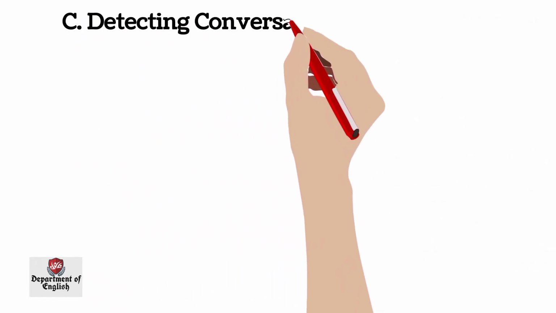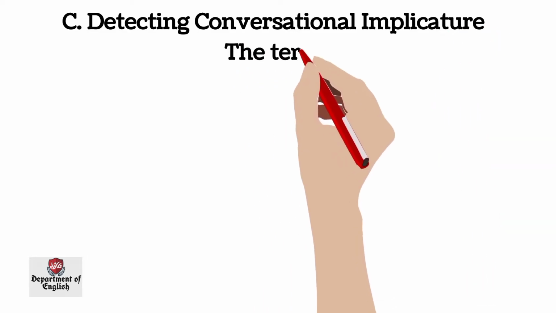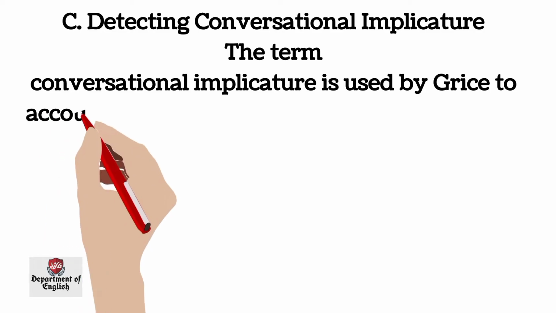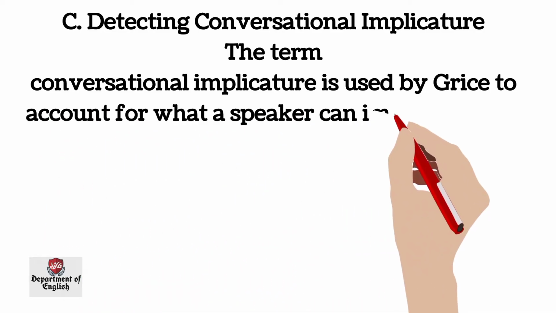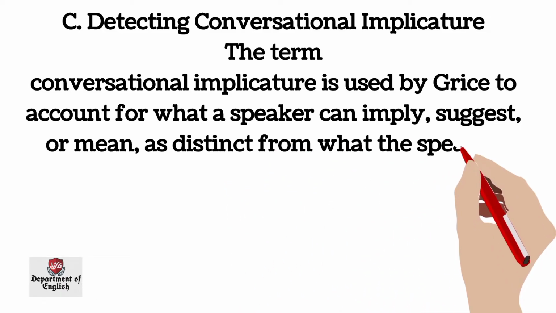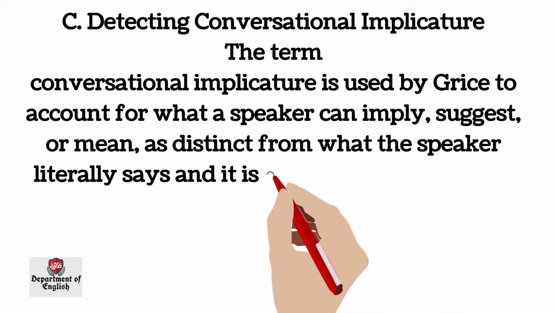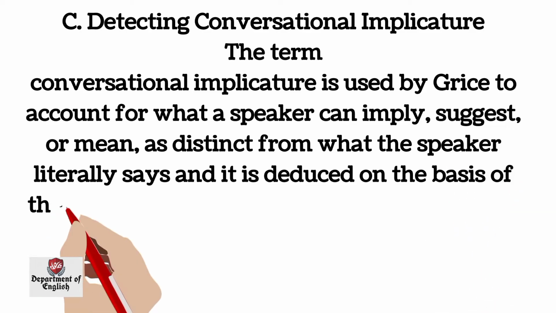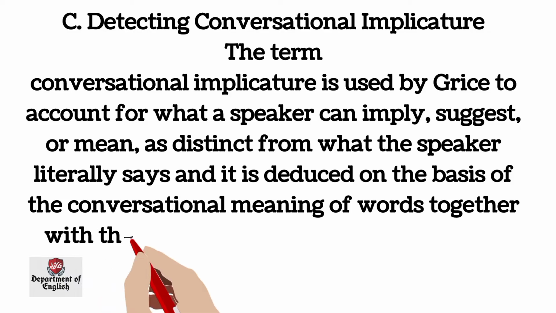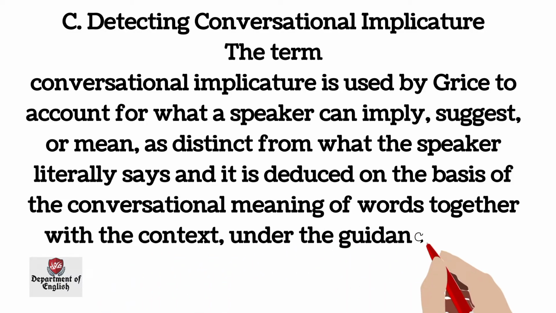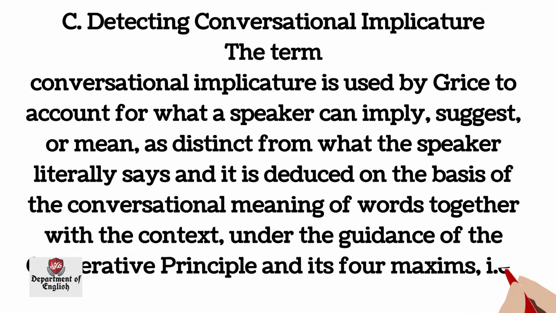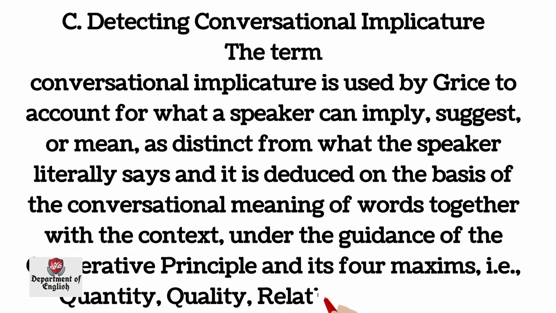C. Detecting conversational implicature. The term conversational implicature is used by Grice to account for what a speaker can imply, suggest, or mean, as distinct from what the speaker literally says, and it is deduced on the basis of the conversational meaning of words together with the context, under the guidance of the cooperative principle and its four maxims, i.e., quantity, quality, relation and manner.